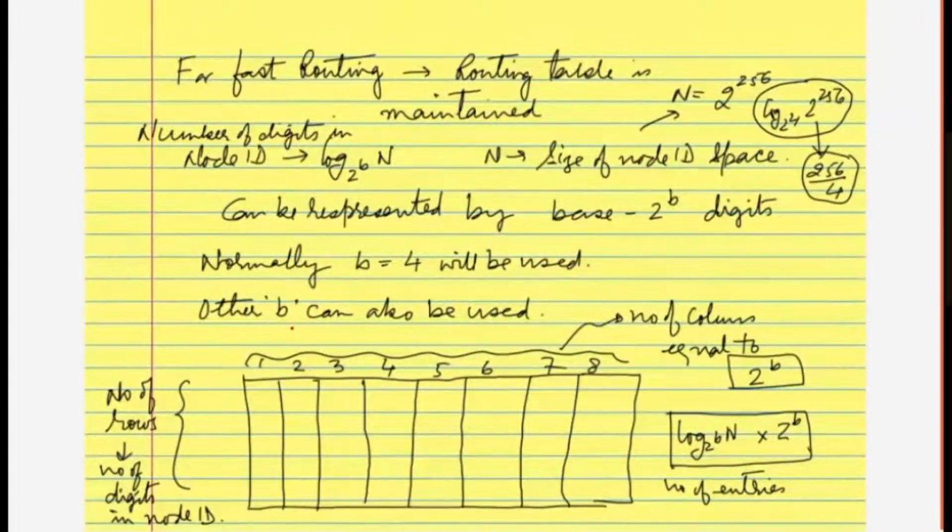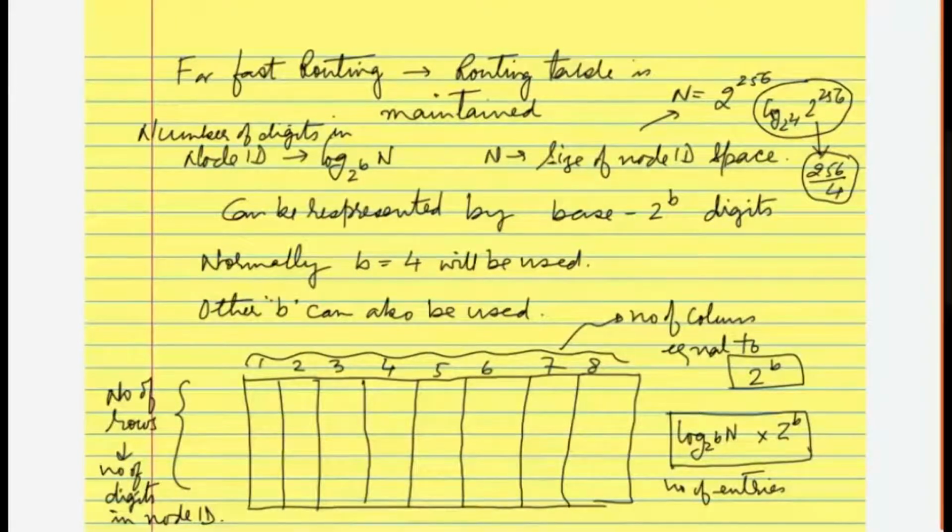If you choose b equal to 1, then we have only 2 digits, 0 and 1, and this whole thing will degenerate to Kademlia. Of course, the distance metric is going to be different in Kademlia and here. Once I explain Kademlia, you will be able to appreciate that. But as of now, this can be anything.